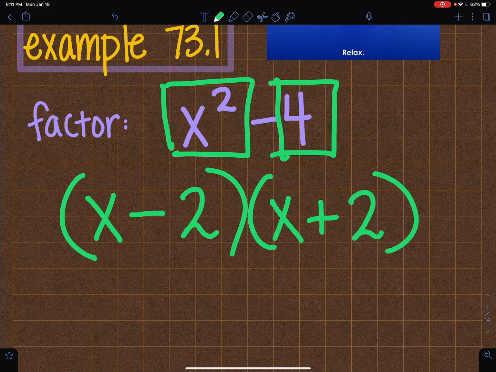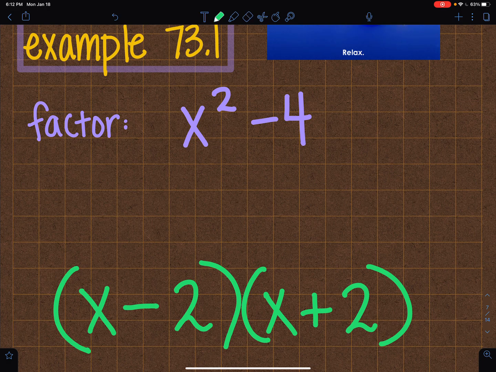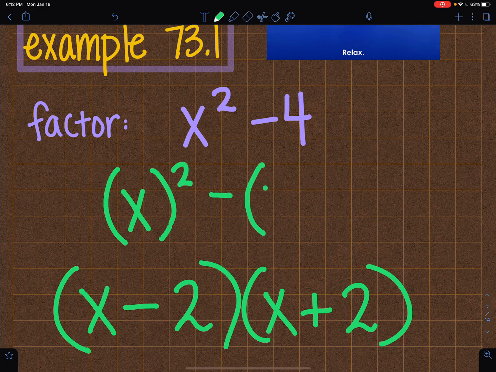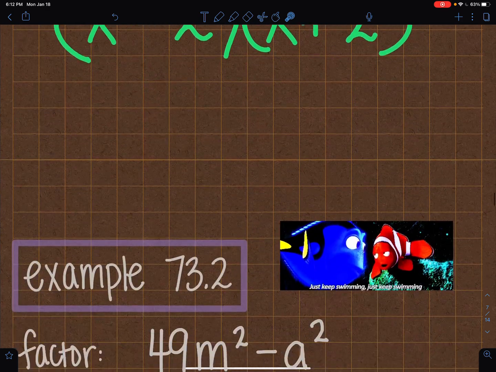Way easier. Actually, in your book, they go through a different step. Let me just show you that really quick. It's basically that step is to turn this into x squared minus 2 squared. And then you just recognize that when you get rid of that square sign, when you take the square root of that, you're left with what's inside the parentheses. And then you take what's inside those parentheses and you do the difference and the sum of those things. But I think you can kind of do that in your head, so I won't make you do it.